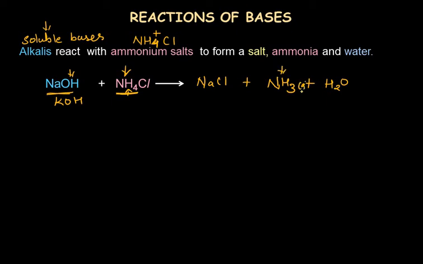Now we know that ammonia is a gas. Now when such a reaction is carried out by warming these two substances together, the ammonia gas produced is going to turn the damp red litmus paper to blue, and when this red litmus paper turns blue, it confirms the formation of ammonia gas, which in turn confirms the presence of ammonium ion in our compound. So this reaction is analytically important.